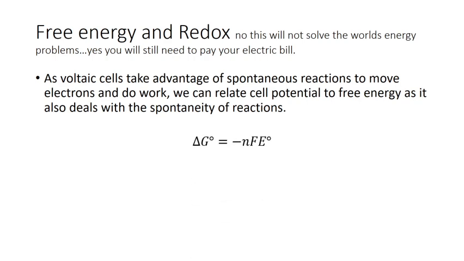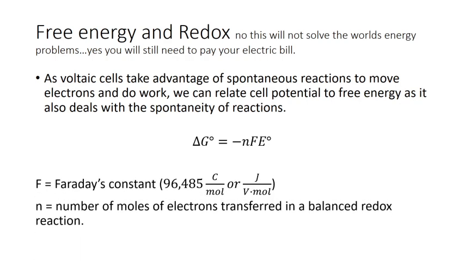And so here is the equation that relates these two things, where Gibbs free energy is equal to minus the moles of electrons moving times Faraday's constant times the standard cell potential. Right? And Faraday's constant, for those of you who don't have it memorized, is 96,485 coulombs per mole, or joules per volt mole, which is always a good unit, and n is the number of moles of electrons transferred in a balanced redox reaction.